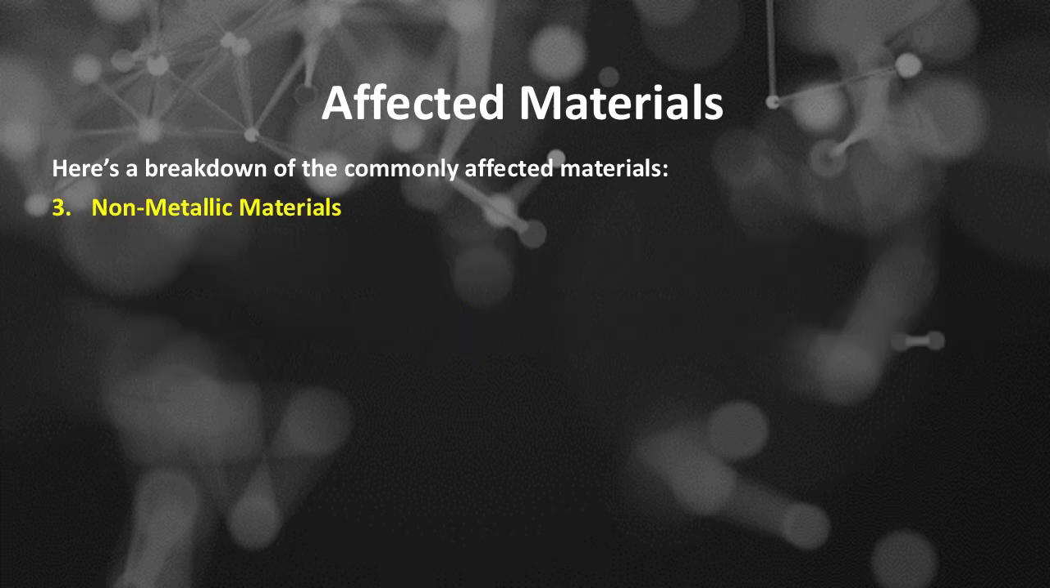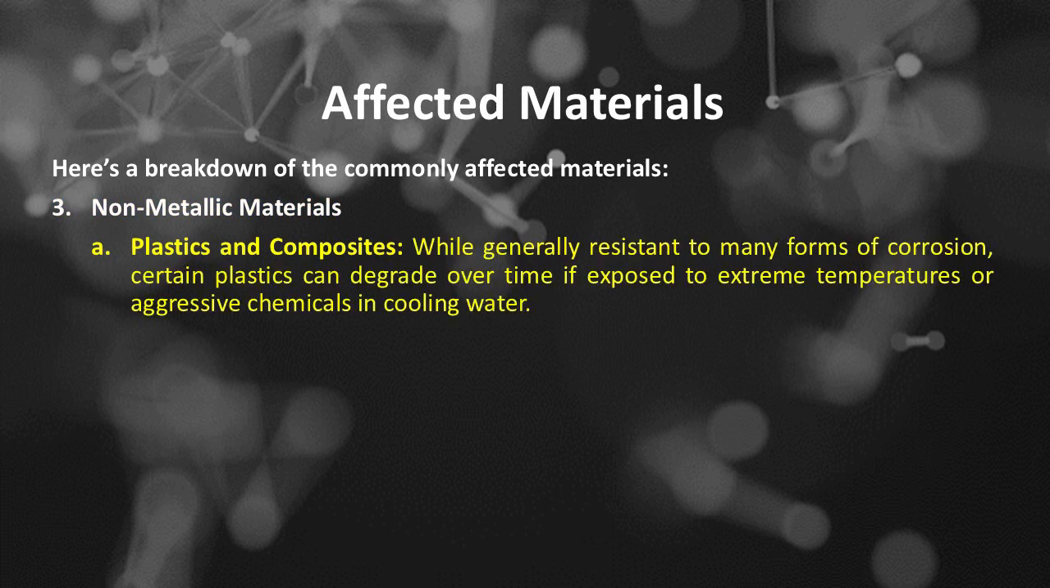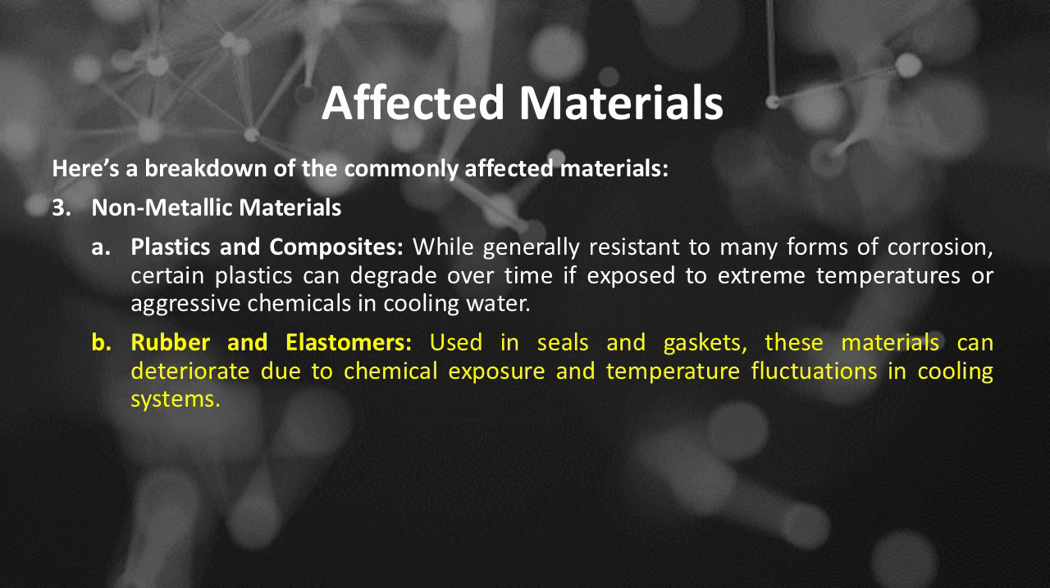Number 3 of the commonly affected materials is nonmetallic materials. Number A of nonmetallic materials is plastics and composites. While generally resistant to many forms of corrosion, certain plastics can degrade over time if exposed to extreme temperatures or aggressive chemicals in cooling water. Number B of nonmetallic materials is rubber and elastomers. Used in seals and gaskets, these materials can deteriorate due to chemical exposure and temperature fluctuations in cooling systems.